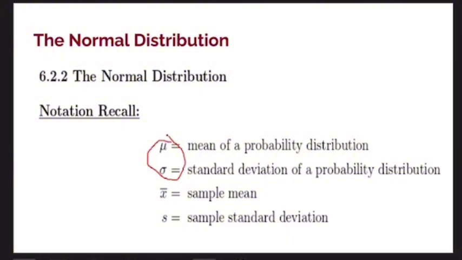But at times, because we work with sample data, instead of considering that, we consider this. X bar is the sample mean, and S is the sample standard deviation. Because we're not likely going to work with the totality of the data set, then we talk about that.